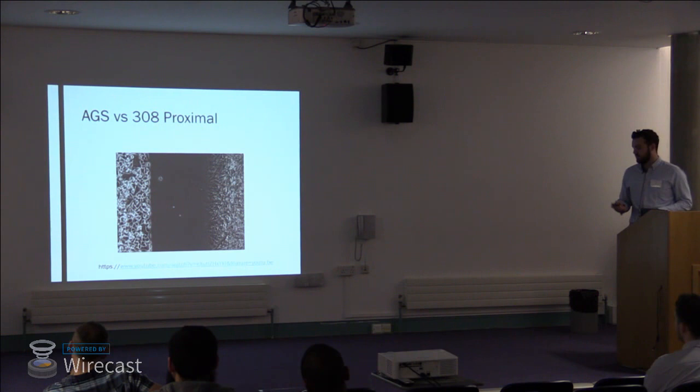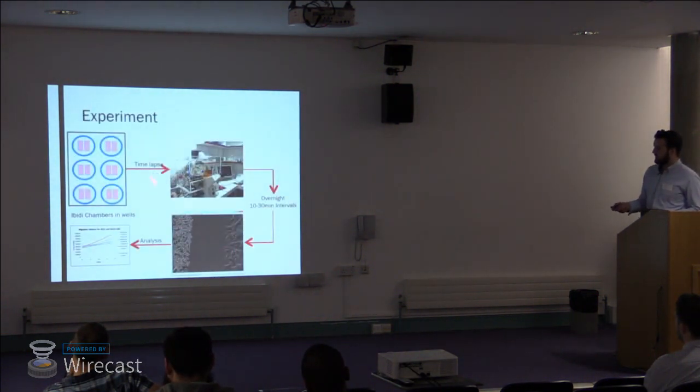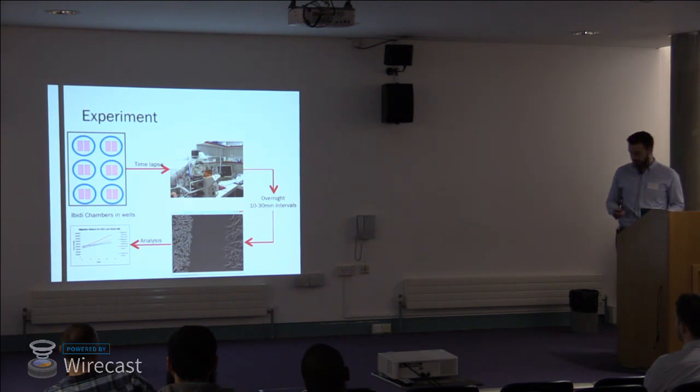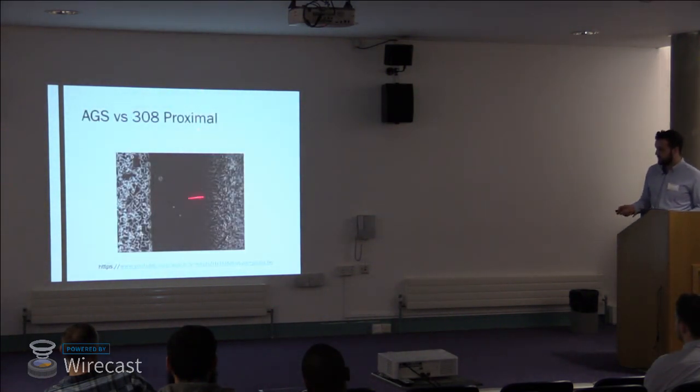So this is the first result. Just to explain, in the IBD chambers, this middle part, the AGS side, when we're talking about this side, I'm referring to them as AGS proximal and 3081 proximal. And when I'm taking images of these on the outside of the IBD chamber, I refer to them as distal. So this first result is the proximal side where the two cell types are facing each other.